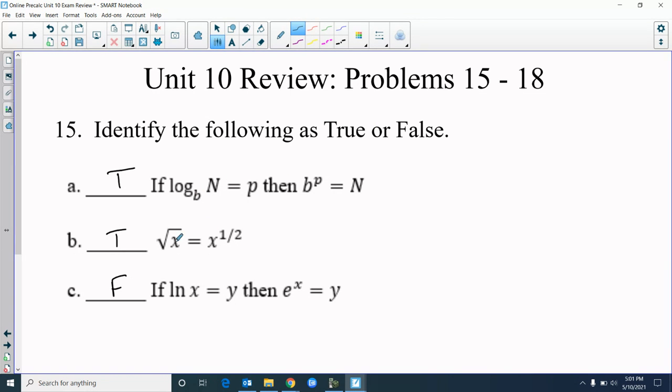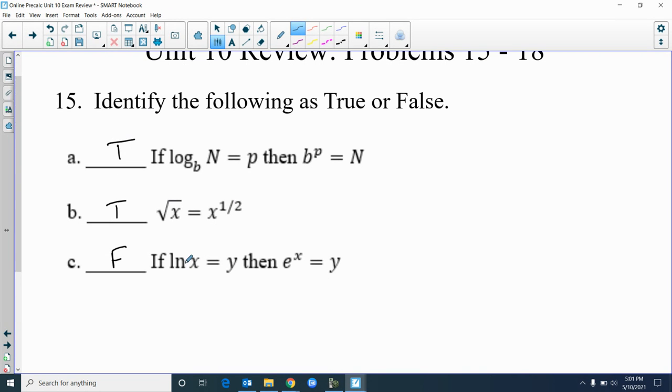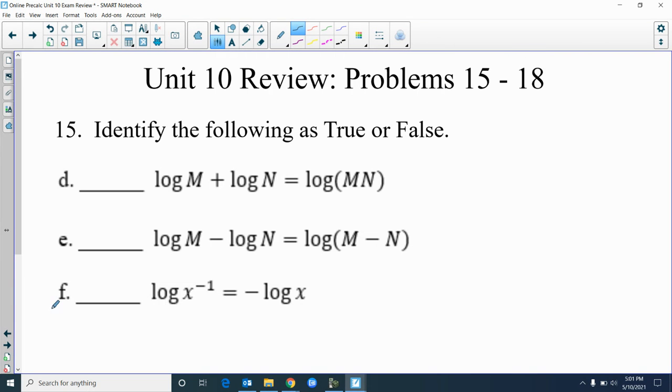So that's true. All right, this is an important thing, like with rational powers. Square root is x to the 1/2. Cube root is x to the 1/3. And for C, that's a false. If natural log of x equals y, natural log automatically has a base of e. It's unwritten. So this would be e to the y equals x. That would make that true. So that one is false.